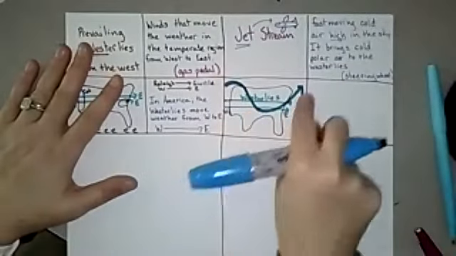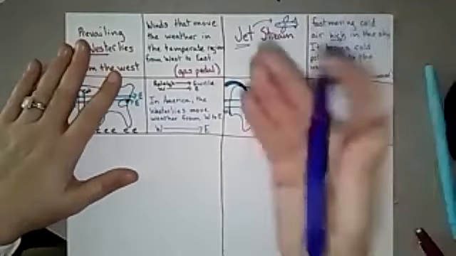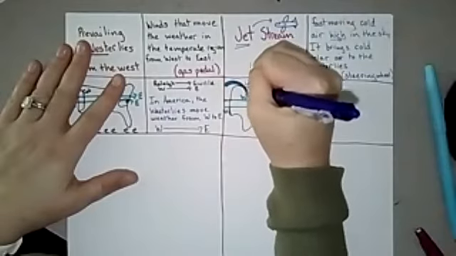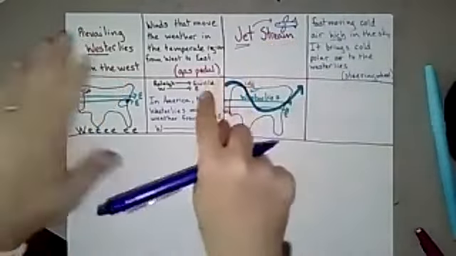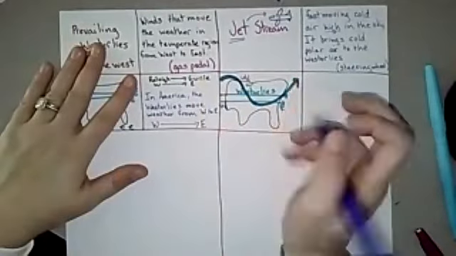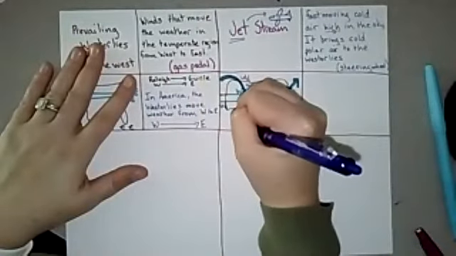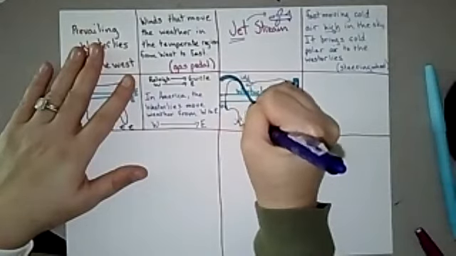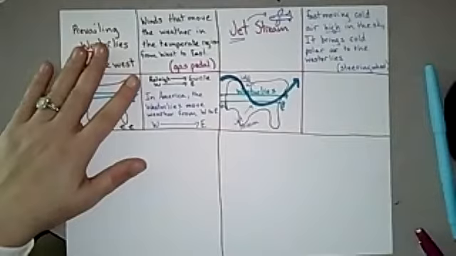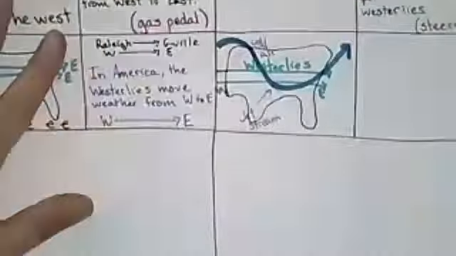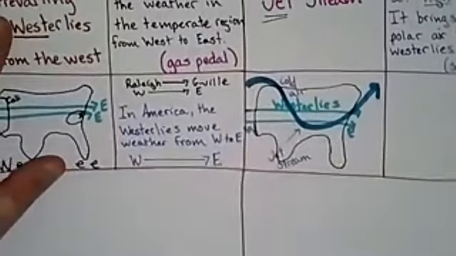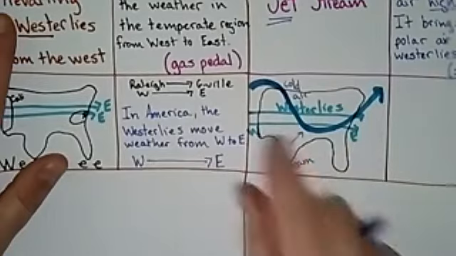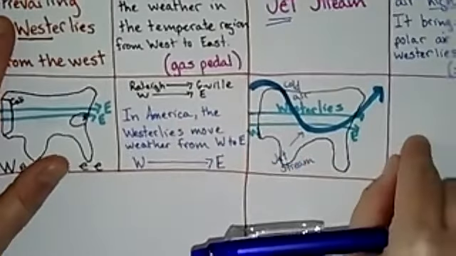And when the jet stream comes in, it brings cold air. That jet stream brings that cold air down with it. So this is the jet stream. And when it brings that cold air down like that, then the westerlies can move up or down, and the cold weather can come.